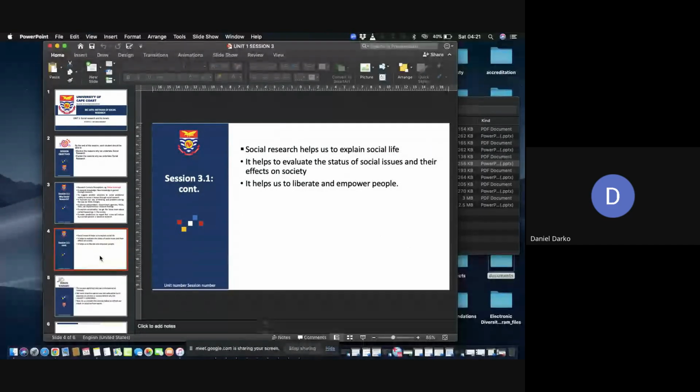Another reason is that social research helps us to explain social life, to explain people's life, people's attitudes, people's behavior, how they react to situations. It helps us liberate and empower people. All these are reasons why we conduct research. Any question on the reasons why we conduct research?